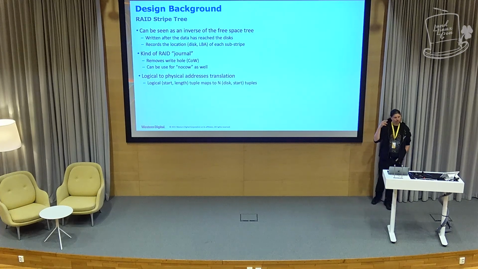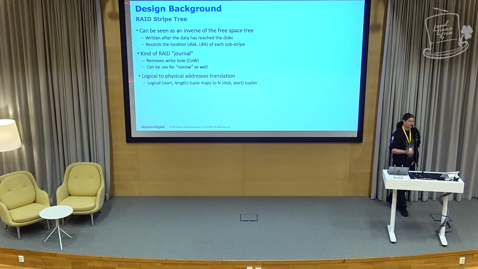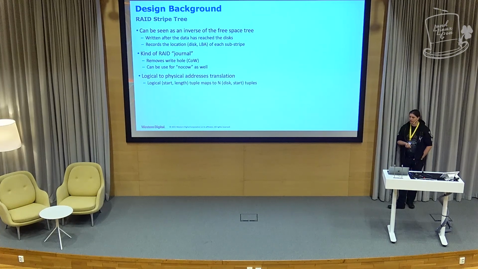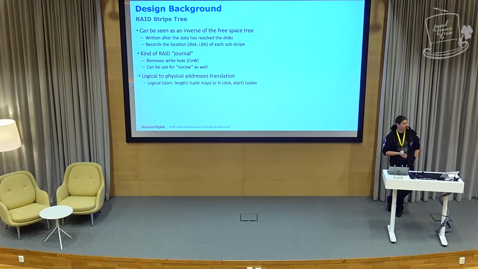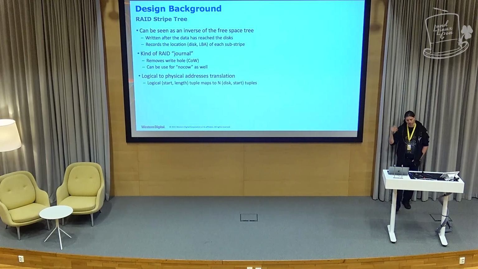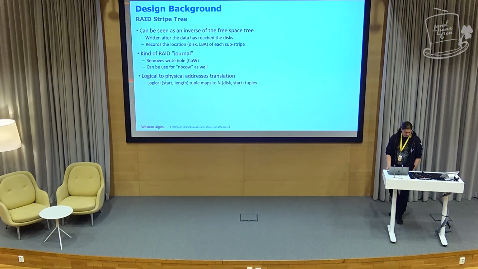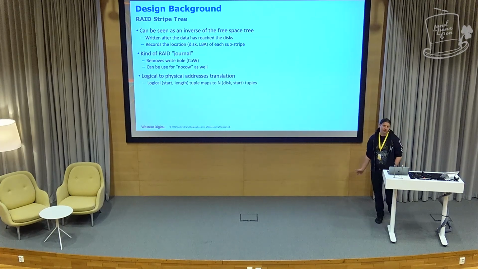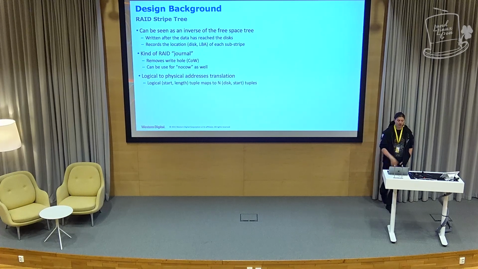So in BTRFS, we are writing all metadata after the data, similar to, I think it's ext4 in the data=ordered mode. So this can be seen as a journal layer, but not a write-ahead journal, just a post-write journal. And this tree basically just does some logical to physical translation with a start length tuple mapped to a disk start. And then we can do the rest of the translation later.